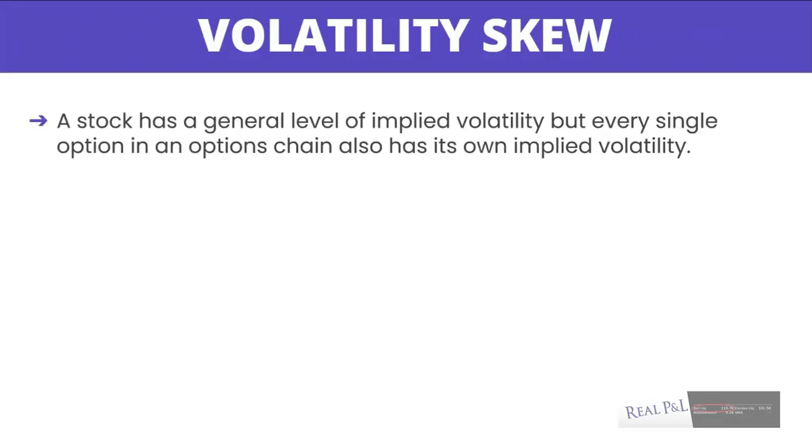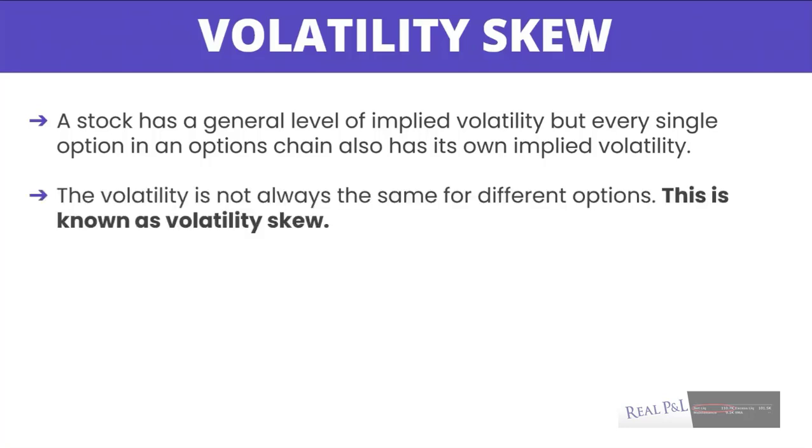Volatility skew. A stock has a general level of implied volatility, but every single option in an options chain also has its own implied volatility. So it has its own individual personality, every single option. And the volatility is not always the same for different options, right? The personalities are different. And this is known as volatility skew, or kind of volatility difference.